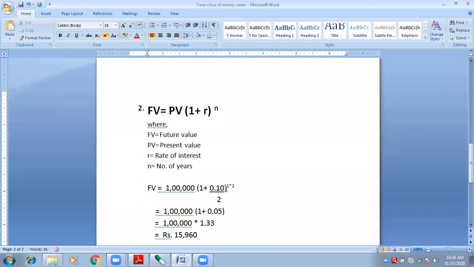Now outside the bracket, it is raised to 1 into 2. What is 1 into 2? 2. It is raised to 2. Now, 1 lakh will be the same. Now, let's open the bracket. Before opening the bracket, let's solve it inside the bracket. It is 1 plus 0.05. What should be the answer? 1.05. Is it correct? Yes, ma'am.